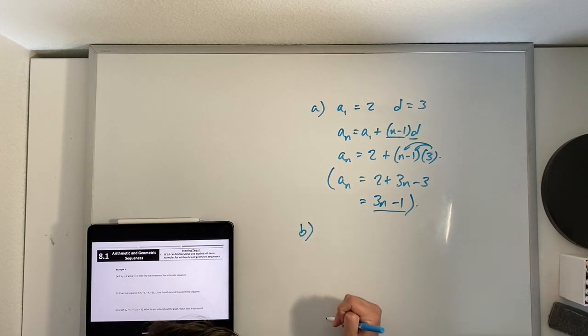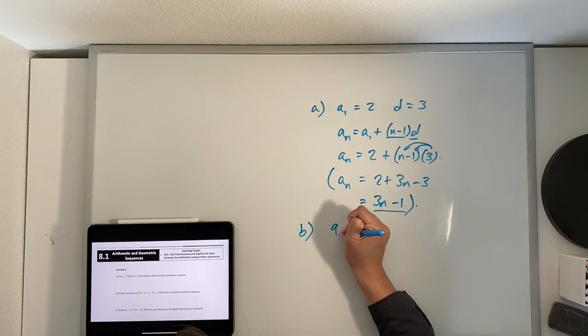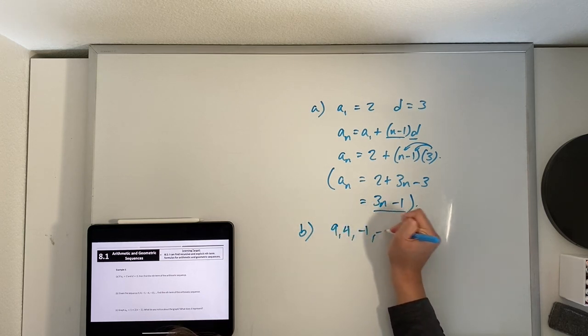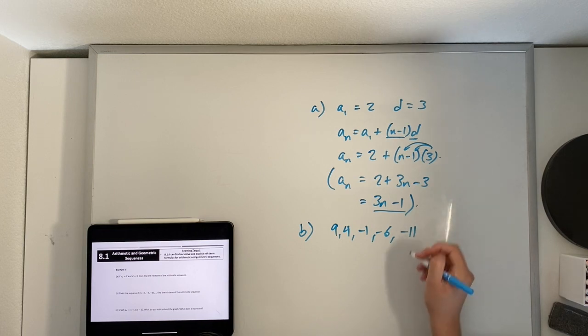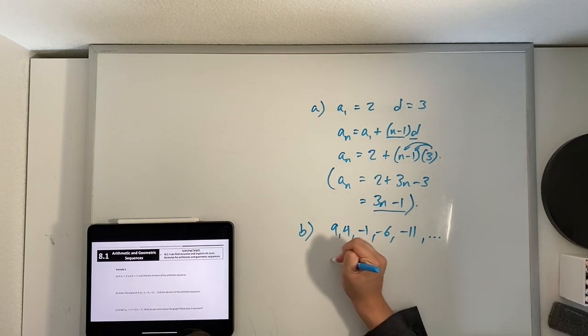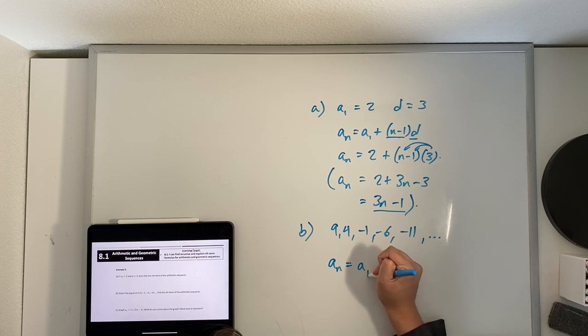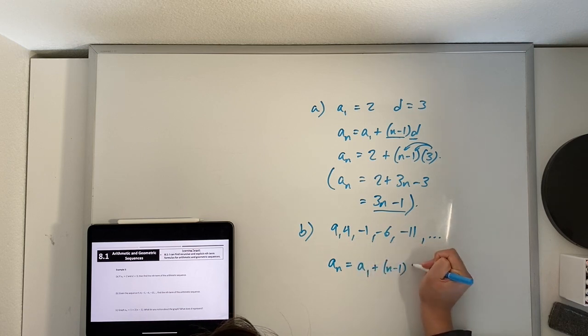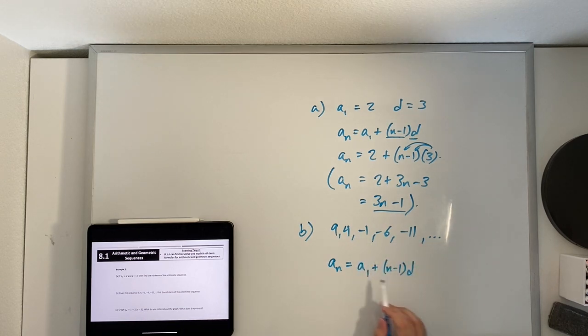Part B. Given this sequence, all right, so now we have a different sequence. They want us to find the nth term of this arithmetic sequence. So what two values do we need? We need a1, and we need our common difference. So a1 is 9.